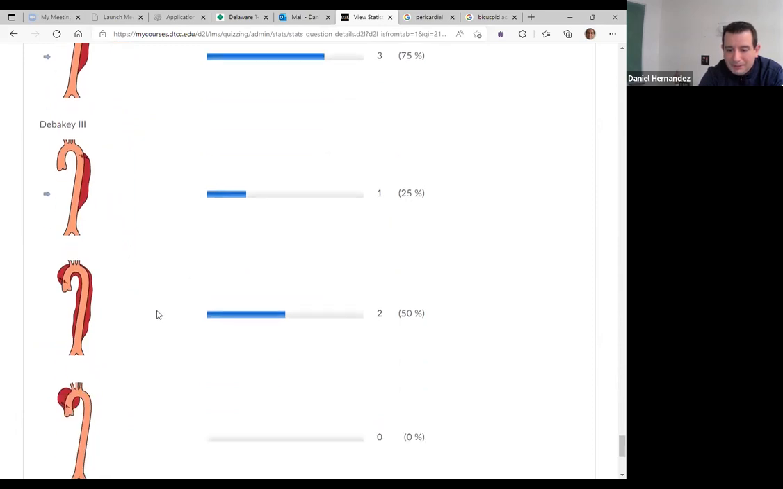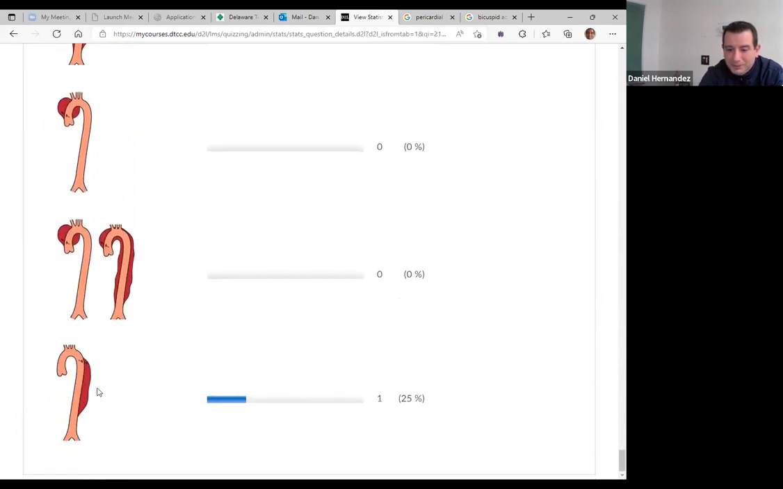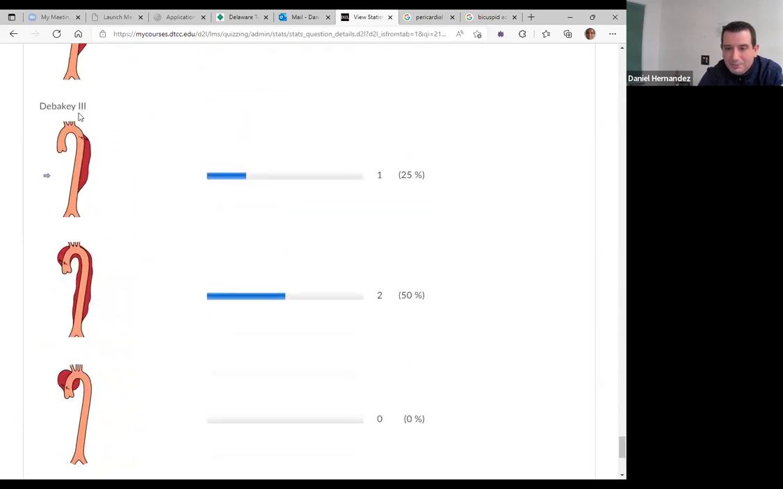Again, same thing, DeBakey 3. So anyone who picked this choice and this choice, they're both correct. So DeBakey 3 is just the descending thoracic aorta.